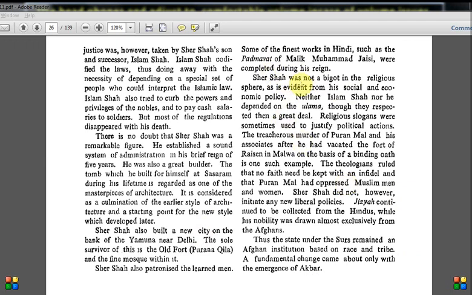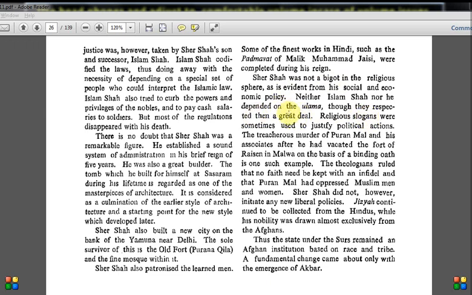Sher Shah was not a bigot in his religious sphere, as is evident from his social and economic policy. So he is not a person who would talk only for Muslims or any religious sentiments, nothing like that. He was working for the development of the territory. Neither Islam Shah nor he depended on the ulama, Muslim scholars and teachers, though they respected them a great deal.